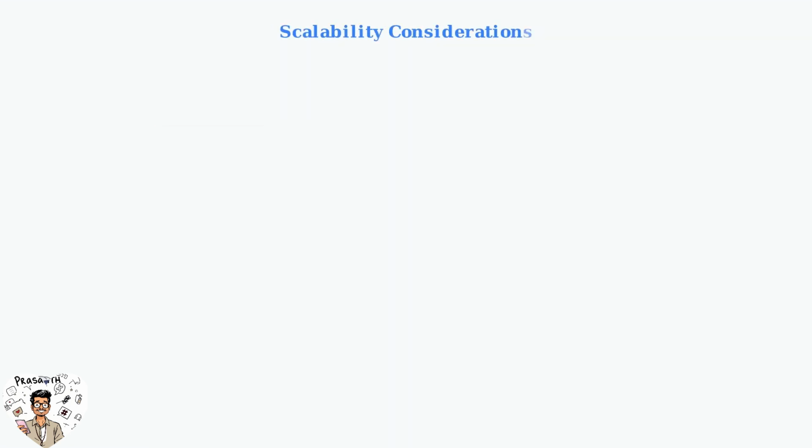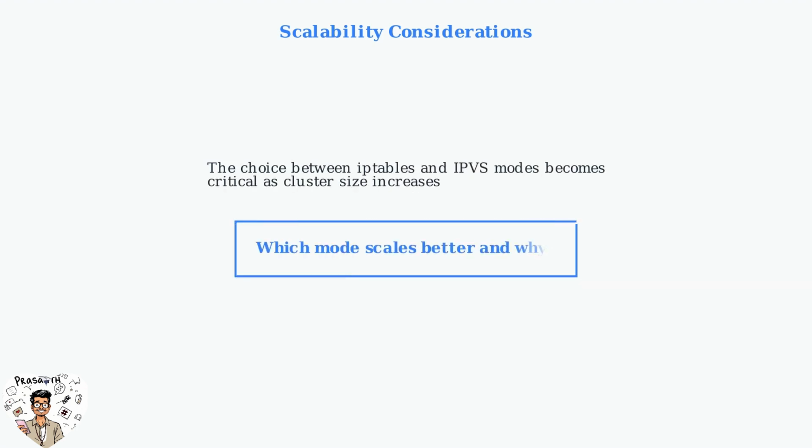The choice between Iptables and IPVS modes becomes critical as cluster size increases. We need to examine which mode scales better and understand the underlying reasons. Key factors include the number of services, backend pods, and network rule complexity. In the following sections, we will examine each mode in detail, compare their scalability characteristics, and explore recent developments in Kubernetes networking that address these challenges.